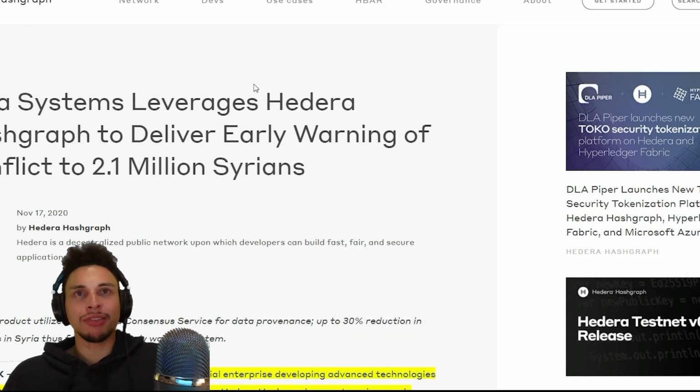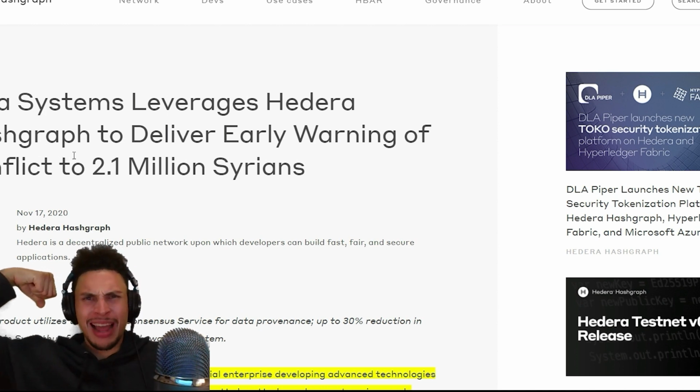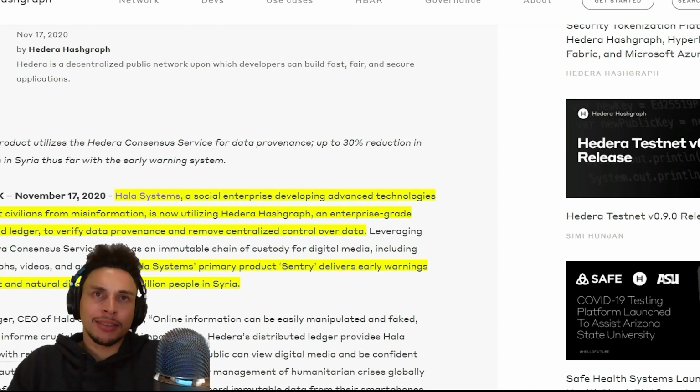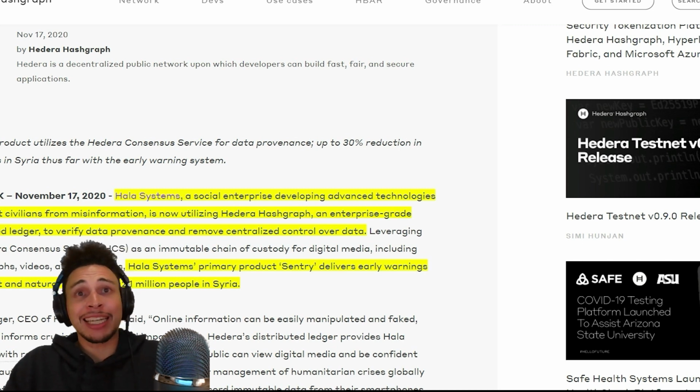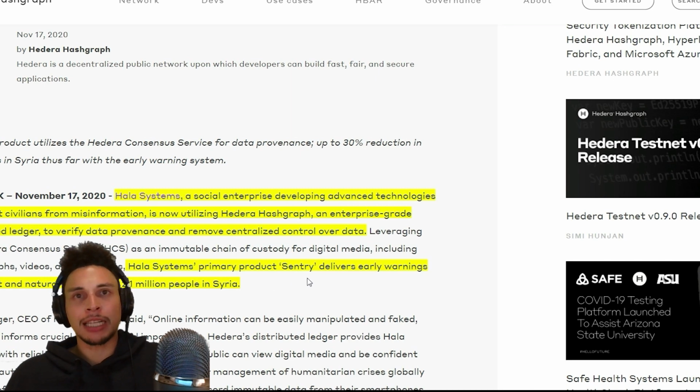Dated November 17th of 2020: Hala Systems leverages Hedera Hashgraph to deliver early warnings of conflict to 2.1 million Syrians. That's some big boy news. I see you, Hedera Hashgraph. Let's read into it. Hala Systems, a social enterprise developing advanced technologies to protect civilians from misinformation, is now utilizing Hedera Hashgraph, an enterprise-grade distributed ledger, to verify data provenance and remove centralized control over data. Hala Systems' primary product, Sentry, delivers early warnings of conflict and natural disasters to 2.1 million people in Syria.